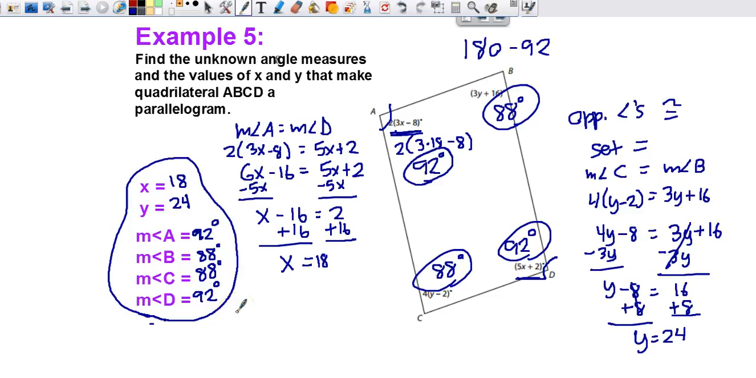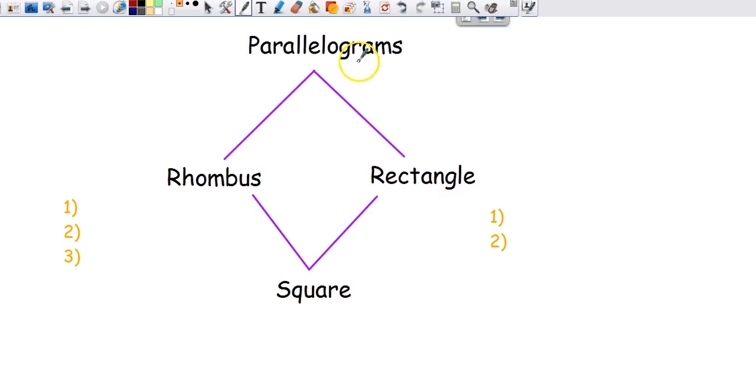So angle measures are important, but let's talk about sides. And before we do that, let's talk about some other shapes you can get from parallelograms. This is a little tree diagram. Parallelograms can be thought of as rhombuses, rectangles, and squares. Rhombuses have 4 congruent sides. So it's basically a parallelogram where all the sides are equal.